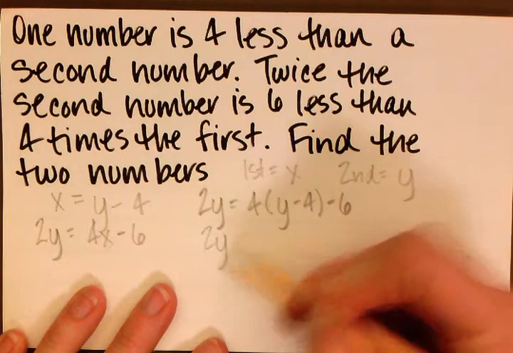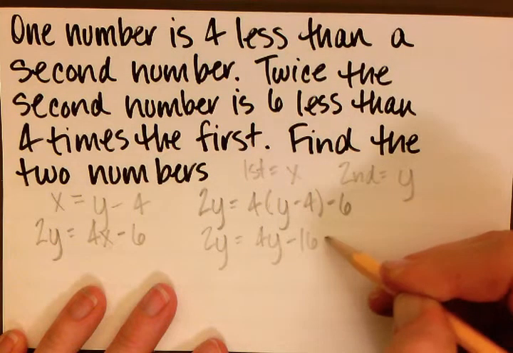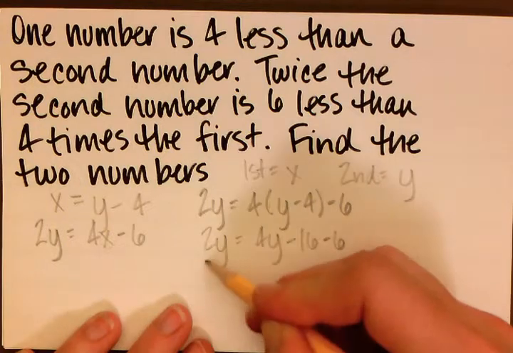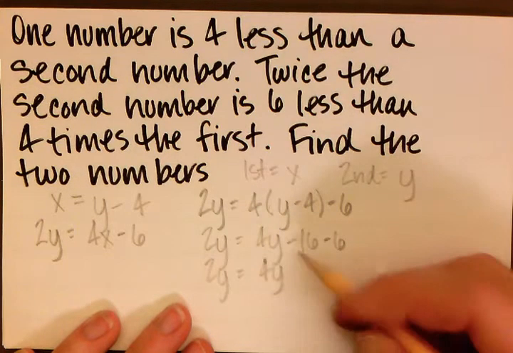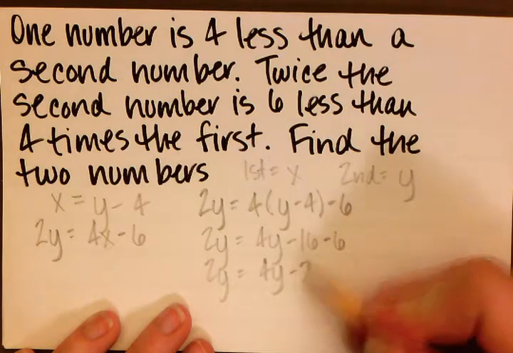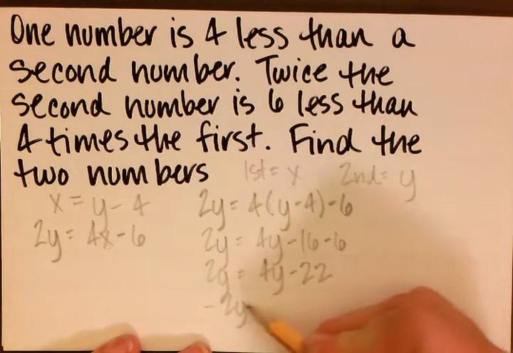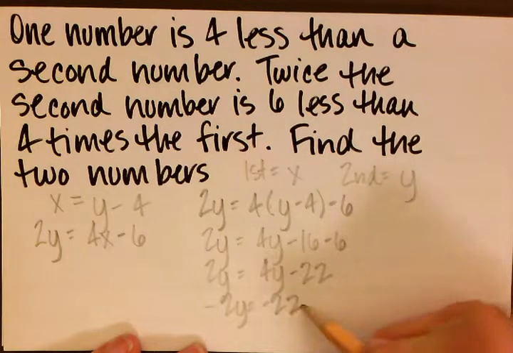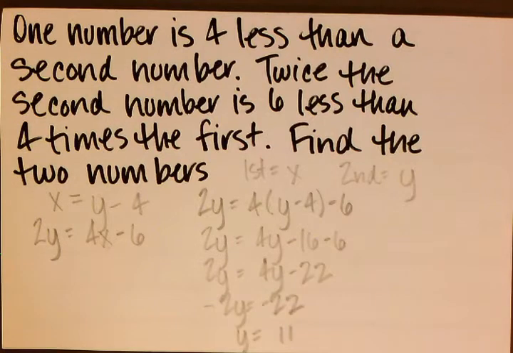We have 2y equals 4y minus 16 minus 6. That gives us 2y equals 4y minus 22. Then we have negative 2y equals negative 22, and y equals 11. So y equals 11. That's fantastic.